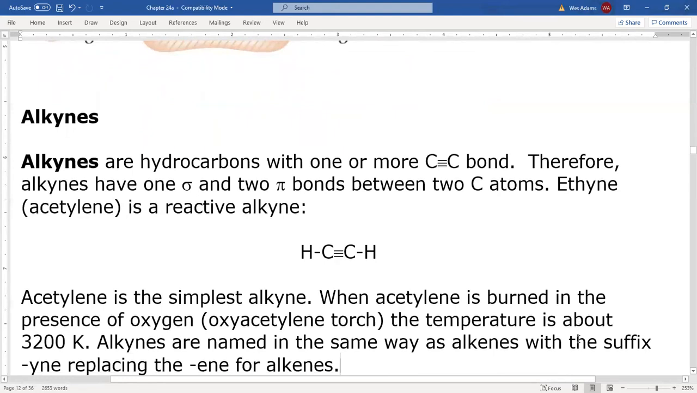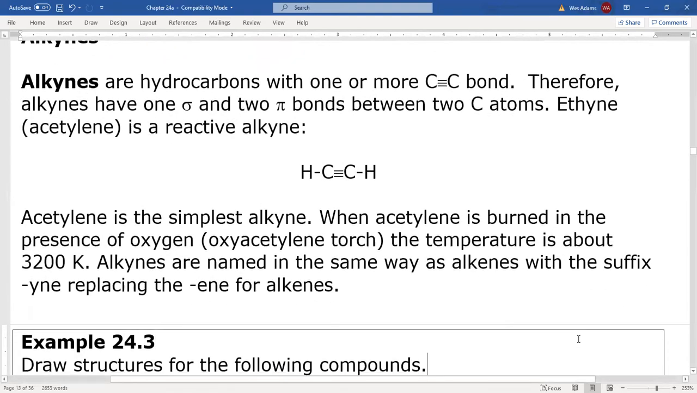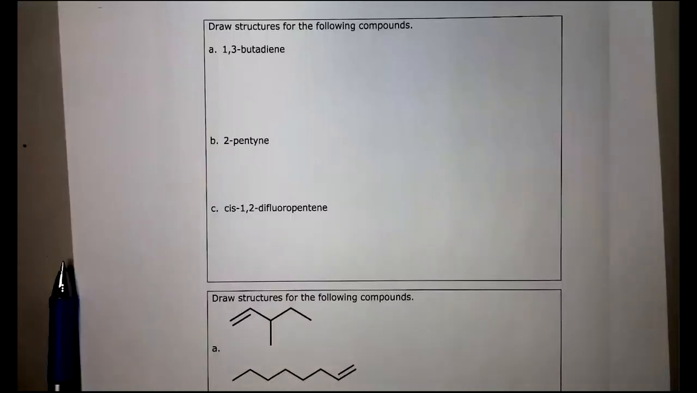When acetylene is burned, it reacts with oxygen and produces a flame of 3200 Kelvin, and they'll burn the same way as alkenes, just like a typical combustion, like the alkanes would do as well, as we talked about. So we're going to talk about drawing some structures of compounds now. So we'll stop the share and go to the paper.